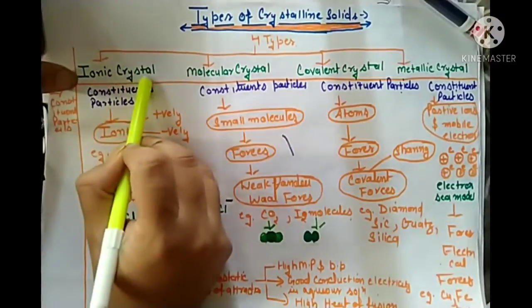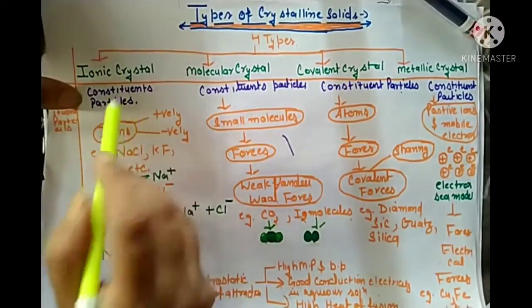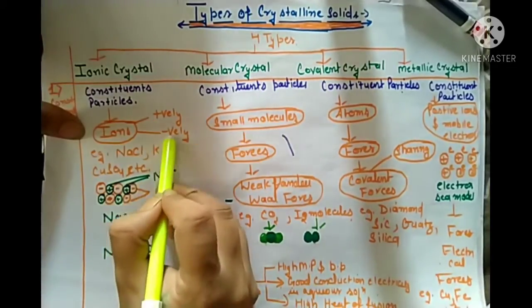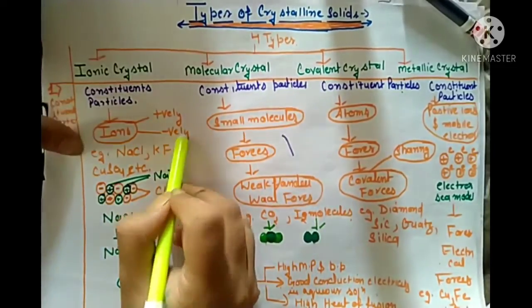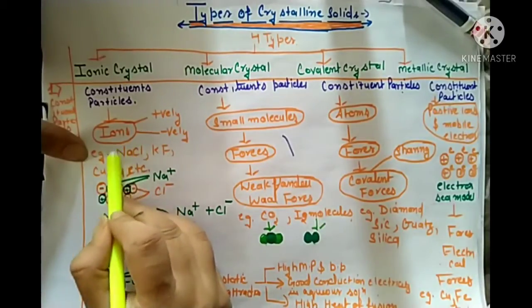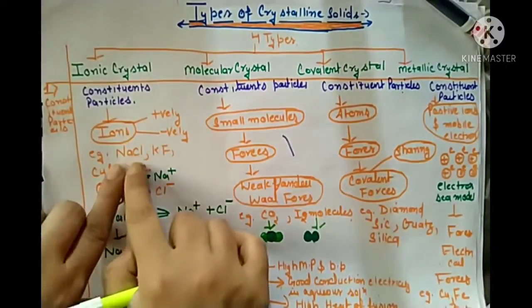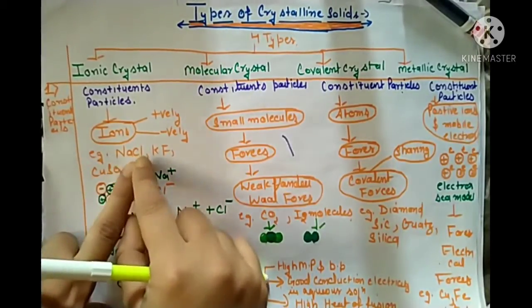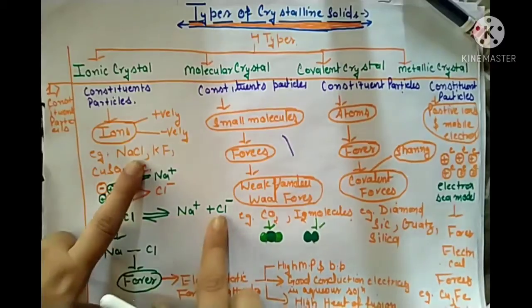In an ionic crystal, constituent particles are ions. That is, they are made up of positively and negatively charged ions. For example, sodium chloride. In case of sodium chloride, it has been formed by Na positive ions and Cl negative ions.